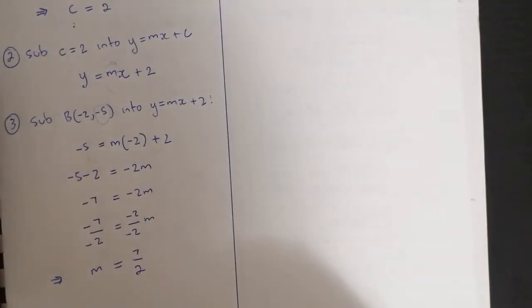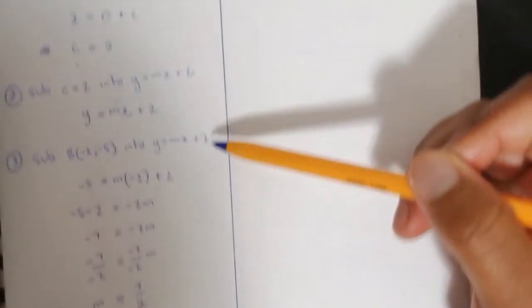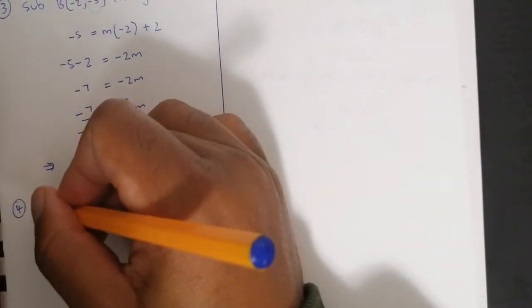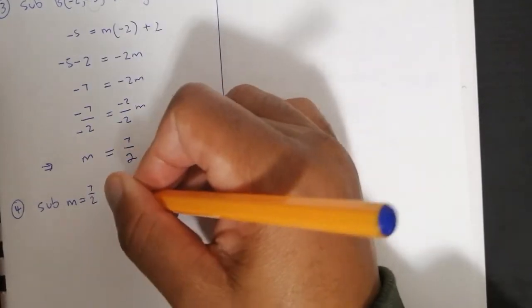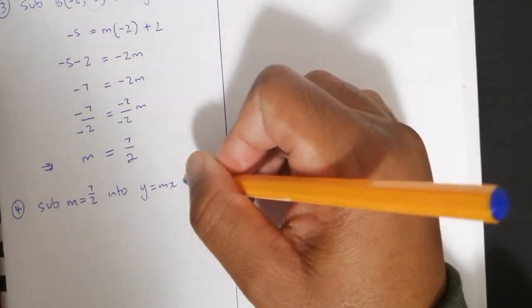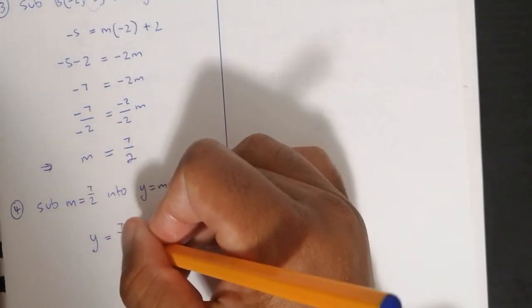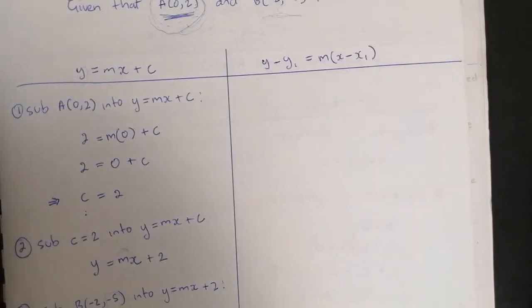Okay. Now that we've found the values of m and c, now we can just substitute m back into this equation here. So this is the last step now. So we just sub m equals 7 over 2 into y equals mx plus 2. And that gives us y equals 7 over 2 x plus 2. And that is our equation of the straight line.